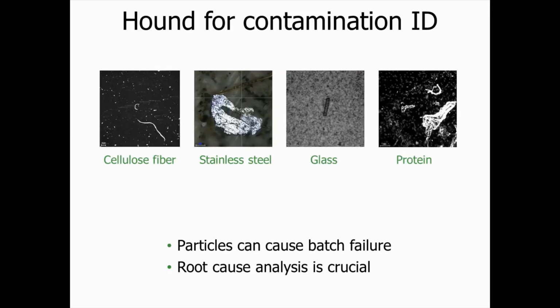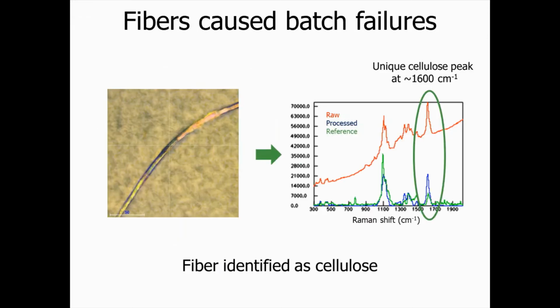Hound can help you by quantifying the particle contamination and even identify the root cause, using Raman and LIBS to figure out particle material and compare it to your lab or production-specific possible particle sources. In the example we show here, fibers were found in a product and it caused 3 batches of the product to fail.